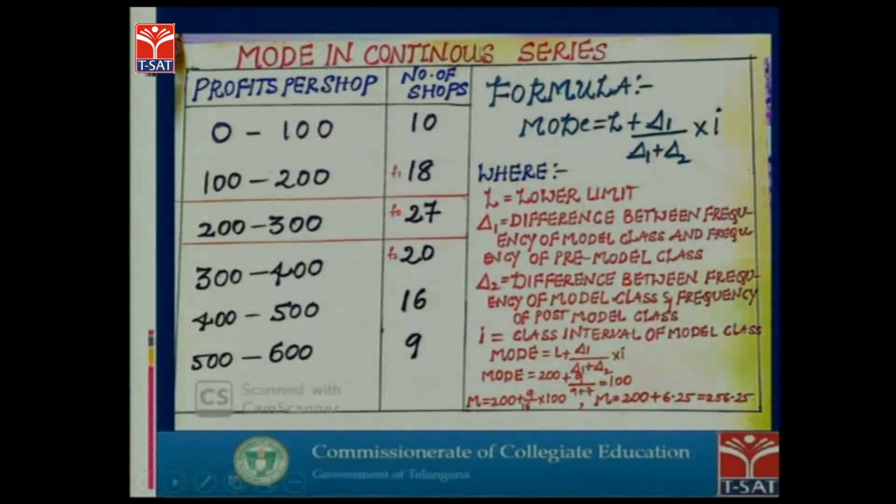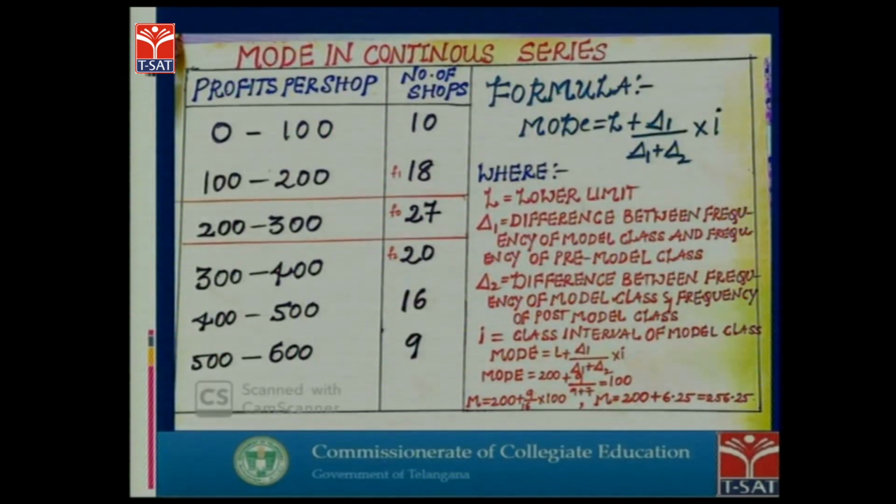Mode in continuous series. The formula for mode in continuous series is mode is equal to L1 plus delta 1 divided by delta 1 plus delta 2 into I, where L represents the lower limit, delta 1 is the difference between the frequency of the modal class and the preceding class, and delta 2 is the difference between the frequency of the modal class and the succeeding class. I is the class interval. Now, let us substitute these values in the formula, that is mode is equal to L1 plus delta 1 by delta 1 plus delta 2 into I.